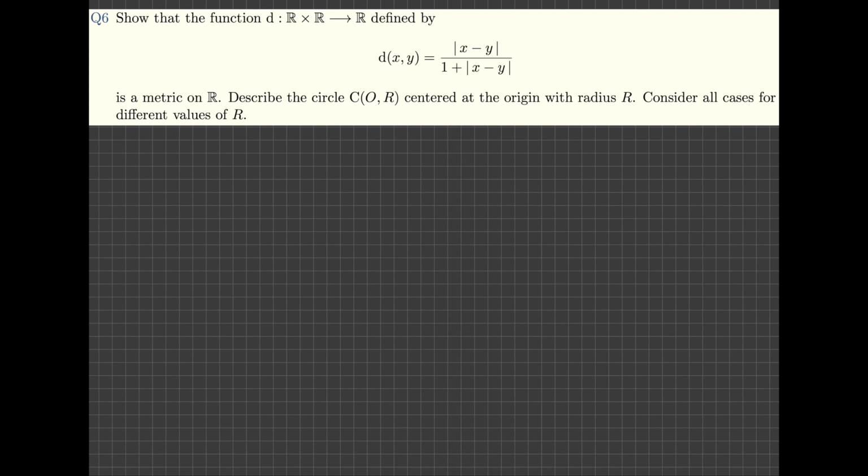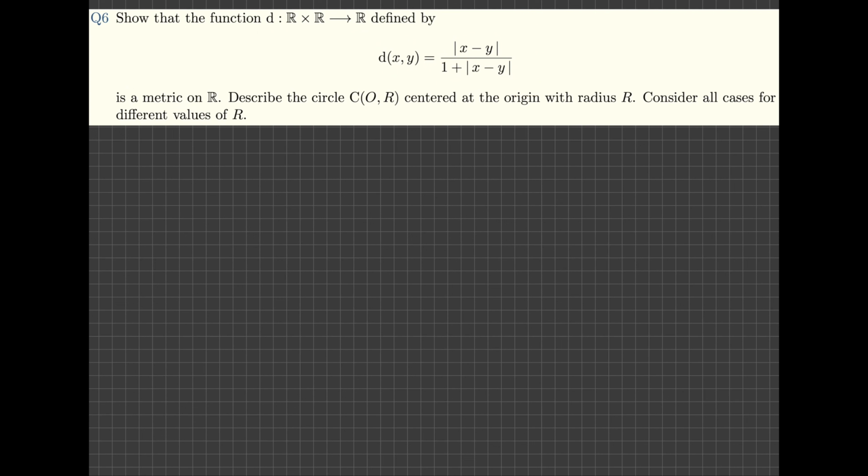Why? Because the absolute value of x minus y for all choices of x and y in R is greater than or equal to 0. So the numerator is non-negative and the denominator is strictly positive. And when I divide these two numbers, definitely the final number is greater than or equal to 0, regardless of the choices of x and y. So the first condition is satisfied.